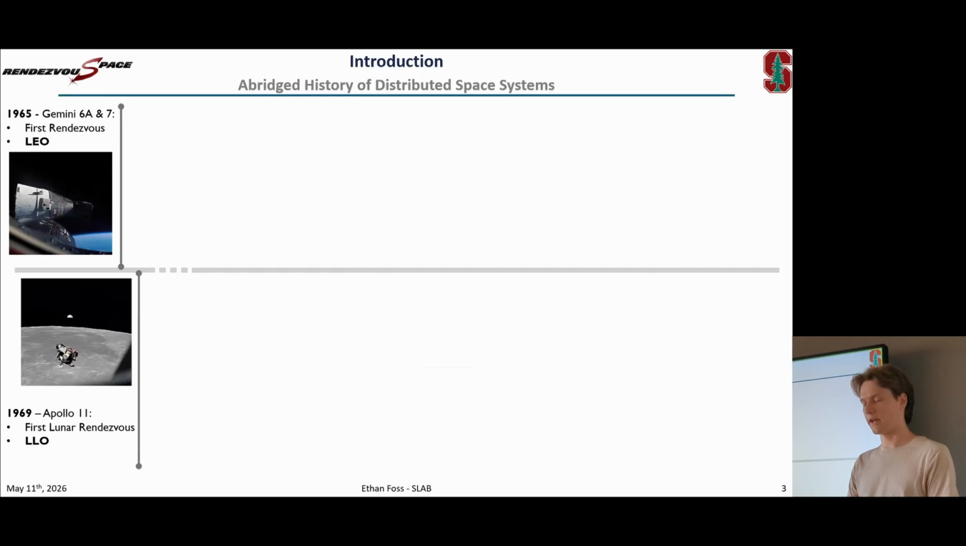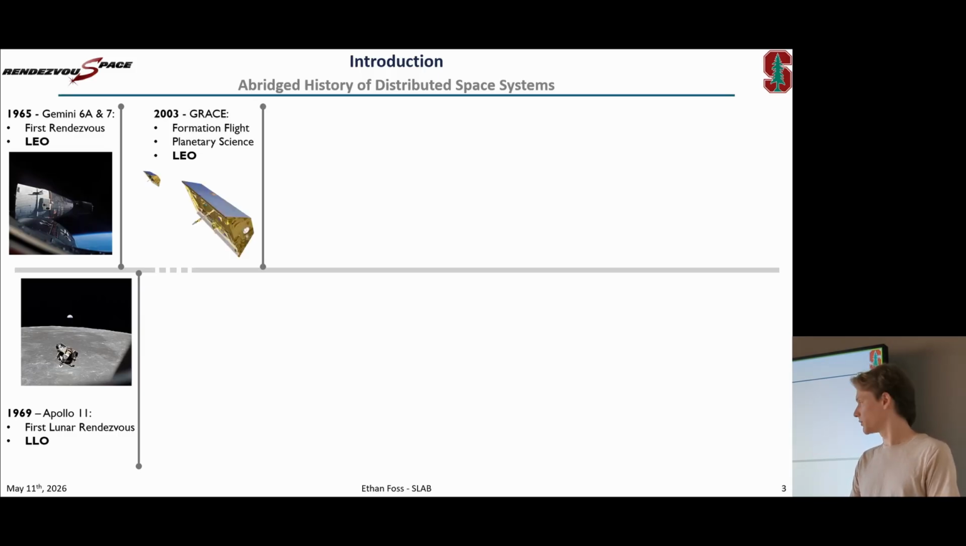But first, let's take a look at a brief history of distributed space systems and where we are moving towards. Obviously, the 1960s was when we saw the foundational examples of distributed space systems, with Gemini and Apollo, which did RPO about the Earth and Moon respectively and laid the foundation for RPO. But it wasn't until the 2000s that we saw the proliferation of distributed space system technologies. For example, we saw GRACE, which did planetary science about low Earth orbit. This is when technology developed far enough for these technologies to be demonstrated.